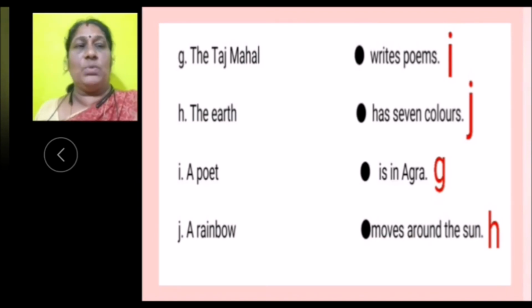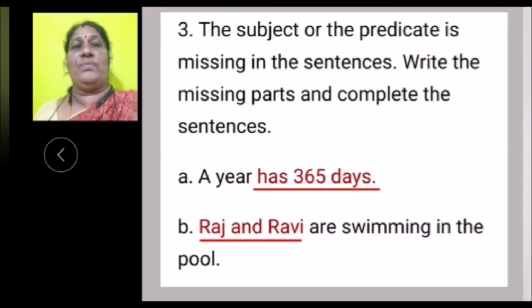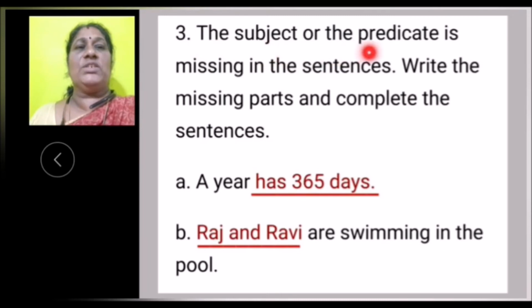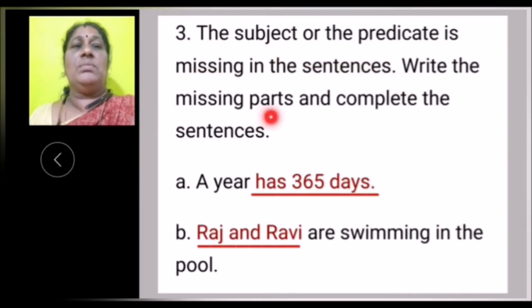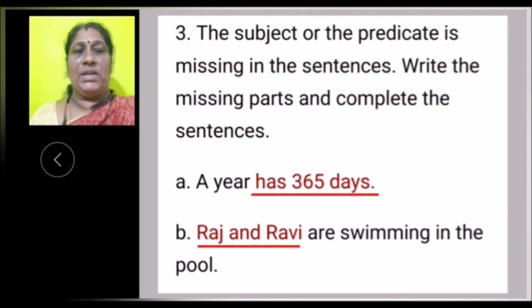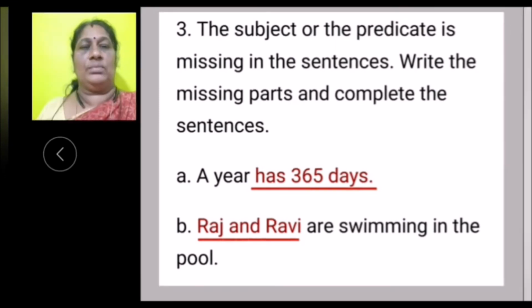Now let us move to the next exercise. 3. The subject or the predicate is missing in the sentences. Write the missing parts and complete the sentences. Children, here subject or predicate is missing in these sentences. You can do these sentences with your own words. I have done this for you, but you can do it yourself also.